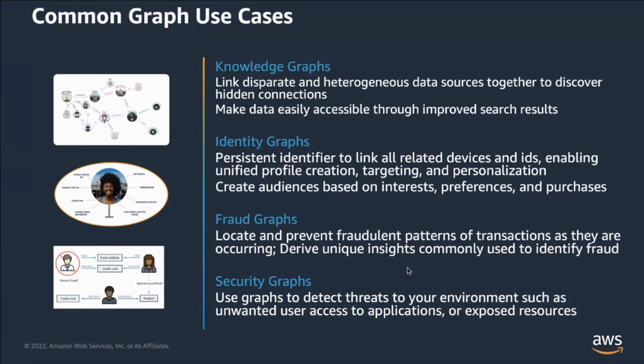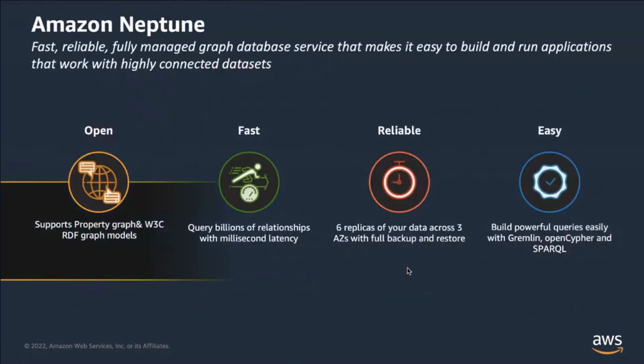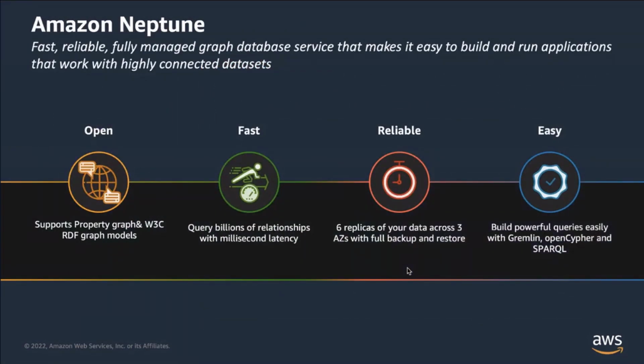Now, let's look at a database to help you with these use cases. Amazon Neptune. Amazon Neptune is a fast, reliable, fully managed database that makes it easy to build and run applications that work with highly connected datasets. The core of Neptune is a purpose-built, high-performance graph data engine that is optimized for storing billions of relationships and querying the graph with milliseconds of latency.